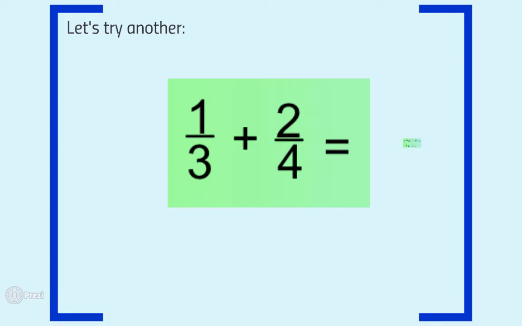Let's try this next one. 1/3 plus 2/4. 3 is not a factor of 4, so we can find an equivalent fraction. Let's multiply 3 times 4 together to give us 12 as our new common denominator. Take some time to find equivalent fractions with this new denominator.